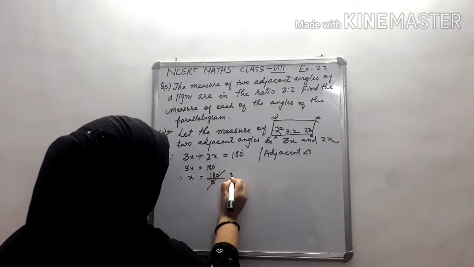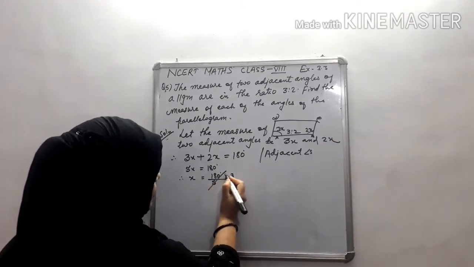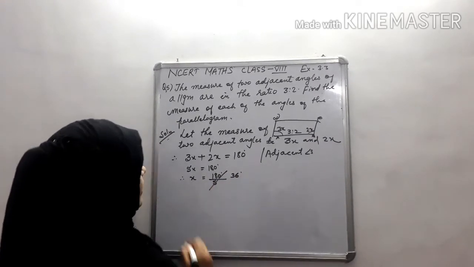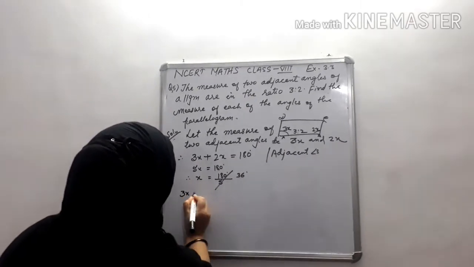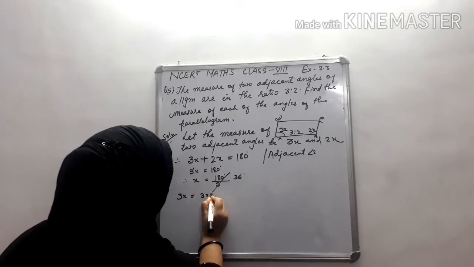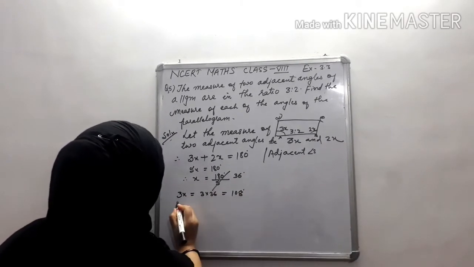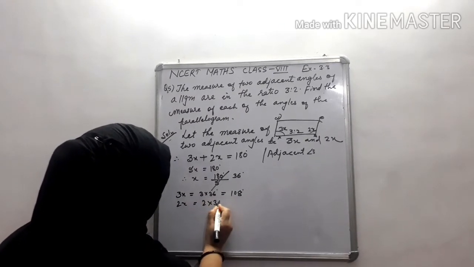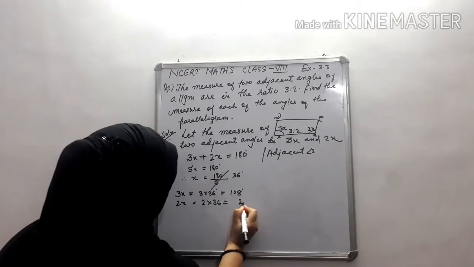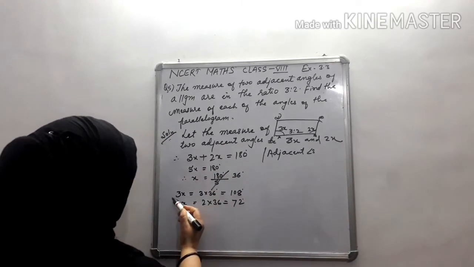5 3s are 15. And now what's left? 5 6s are 30. 36 degree. x is equal to 36 degree. Therefore, 3x is equal to 3 into 36, which is 108 degree. Okay? 2x is equal to 2 into 36 degree. 6 2s are 12, 2 carry 1, 3 2s are 6, 1, 7. 72 degree. Means they are two adjacent angles.